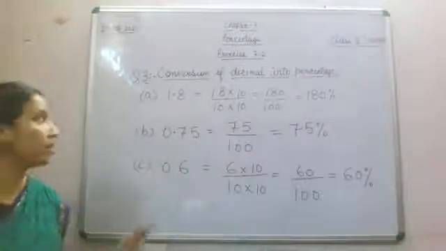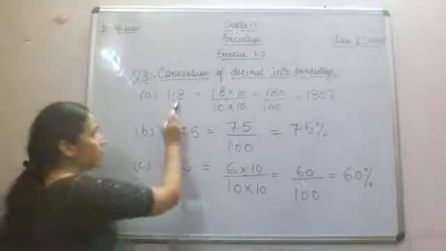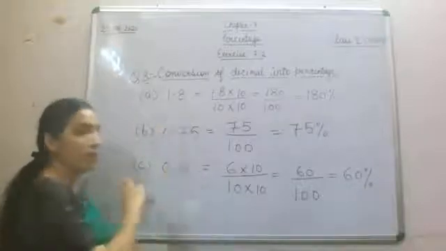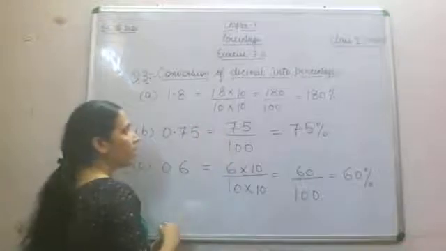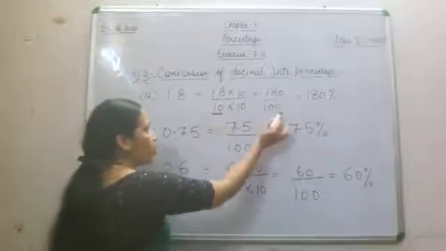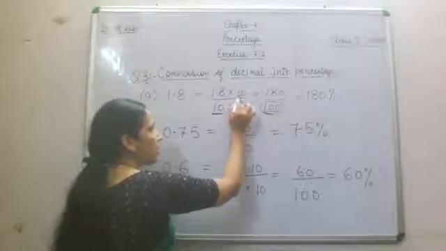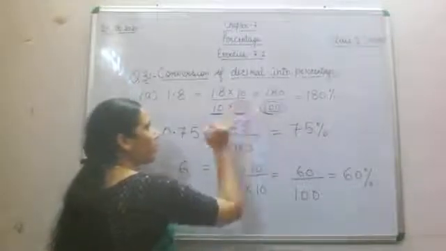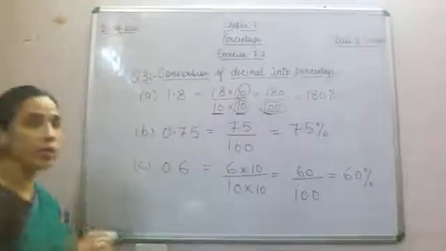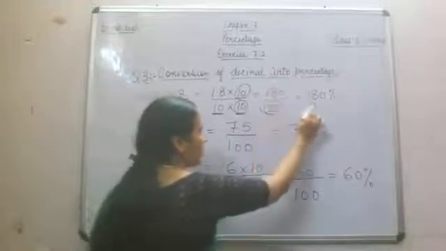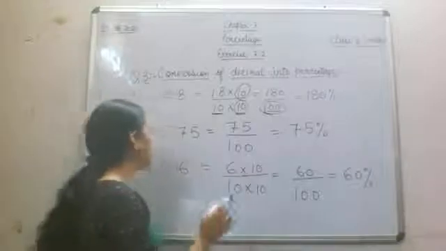So what we have done in this question, the same. Here 1.8 is the decimal number. Now we have only 1 decimal place. We remove this decimal point and write here 10. After that we require 100 in the denominator, so we'll multiply it by 10. Denominator will be multiplied by 10 and numerator will be multiplied by 10. And then we will get this answer 180 by 100, and that can be written as a percentage, 180%. Let's move to B part.